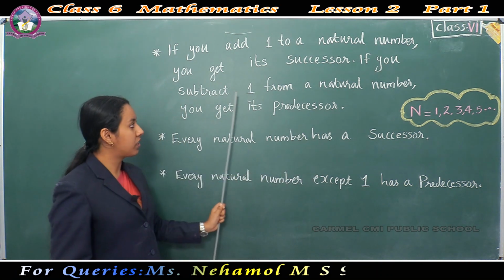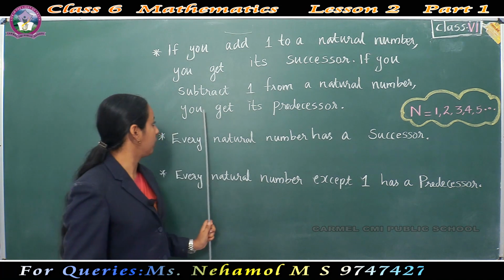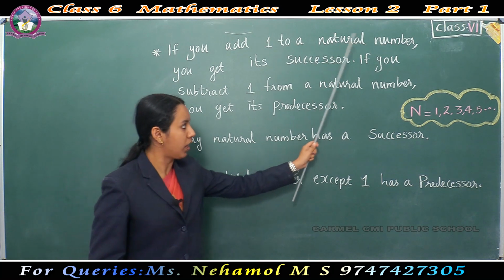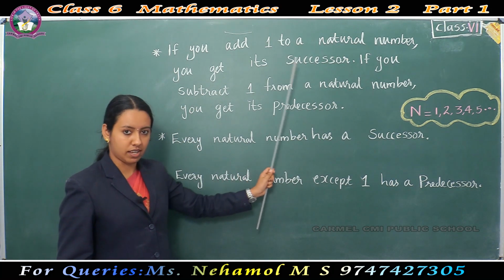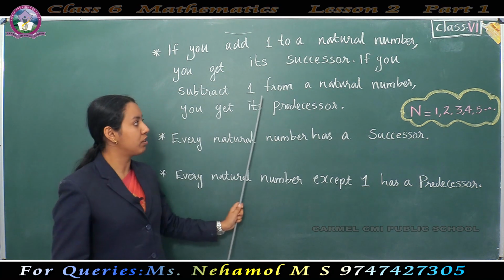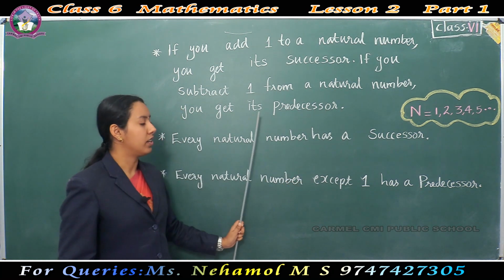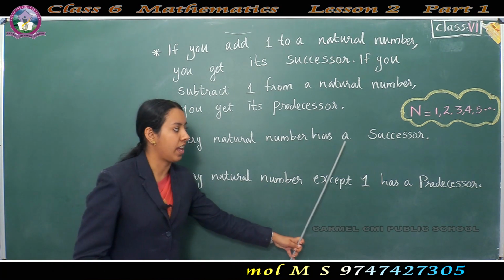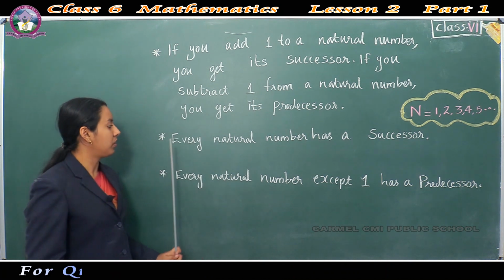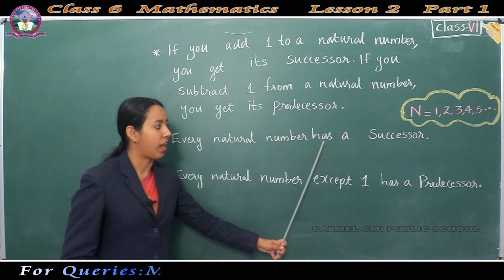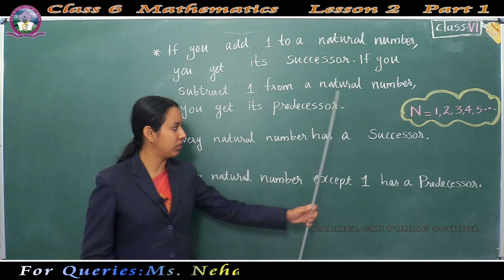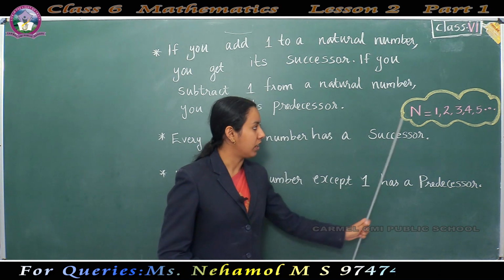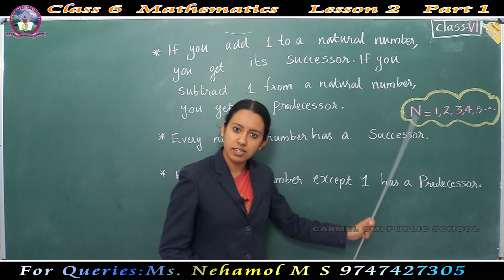If you add 1 to a natural number, you get its successor. And if you subtract 1 from a natural number, you get its predecessor. Second point, every natural number has a successor. We know that N is equal to 1, 2, 3, 4, 5, etc. are natural numbers. Every natural number has a successor.